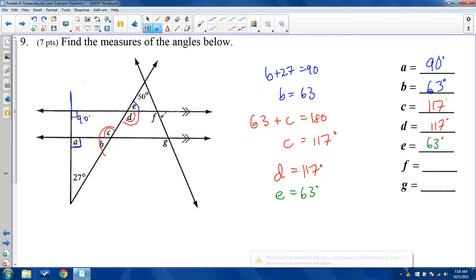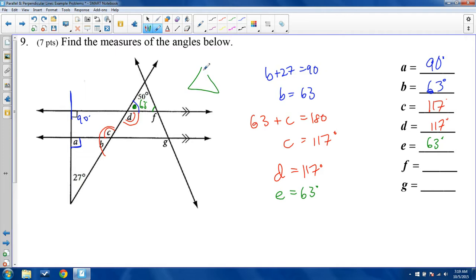Okay, F, it's a same side interior angle with D, but these two lines aren't parallel, so that won't help you. What will help is if I know that this is 63, then I need to find out what this angle is right here by saying 50 plus 63 plus this angle are 180. Or you could say that 50 and 63 are non-adjacent interior angles to the exterior angle F.